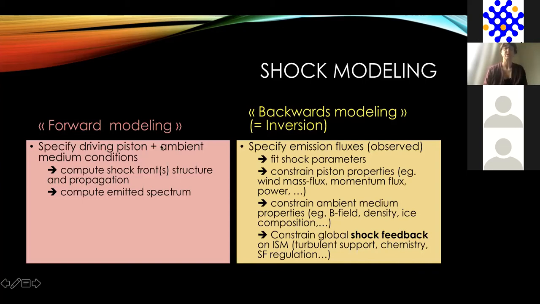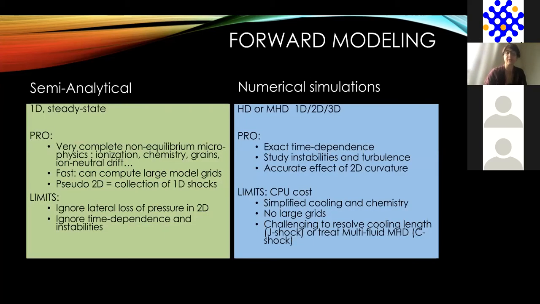So I'm first going to discuss the forward modeling. What are all the ingredients that enter into these shock models? Because it's very important if you want to then use them for backwards modeling. It's very important to know which are the ingredients, which are the assumptions, which are the limits of these models before you use them. So in terms of forward modeling, that also branches into two kinds. Basically, there is semi-analytical work and numerical simulations. Each of them has its advantages and its limitations.